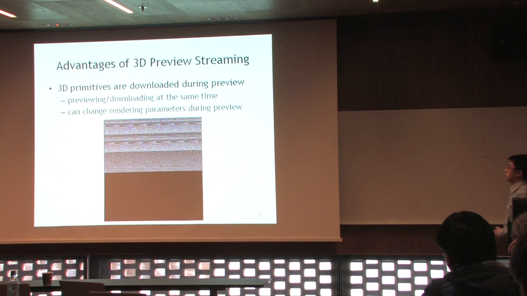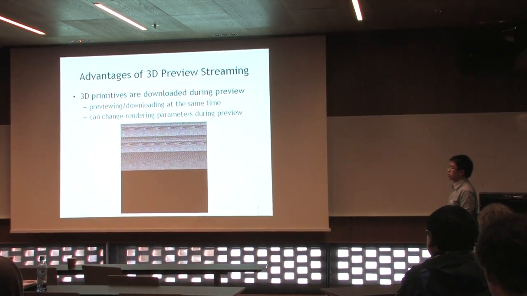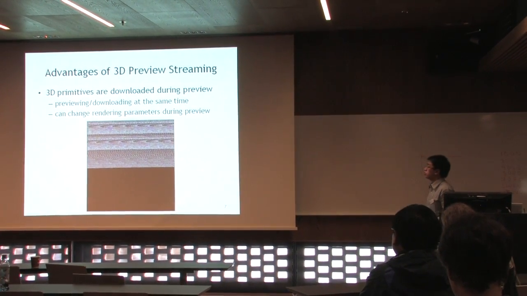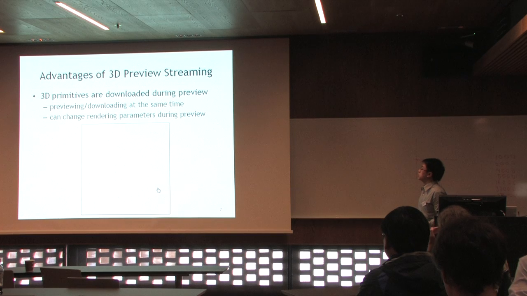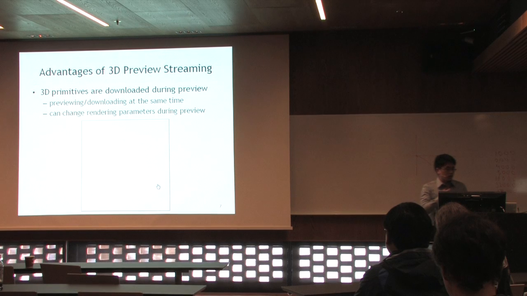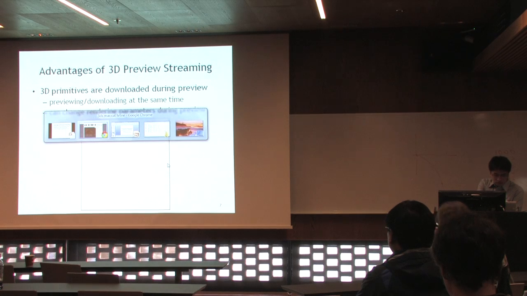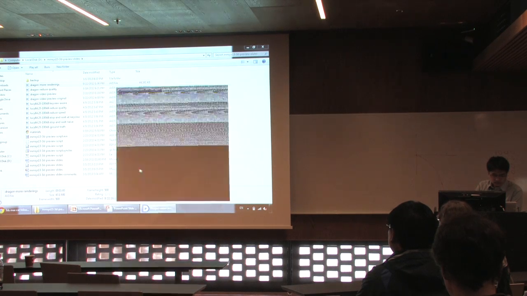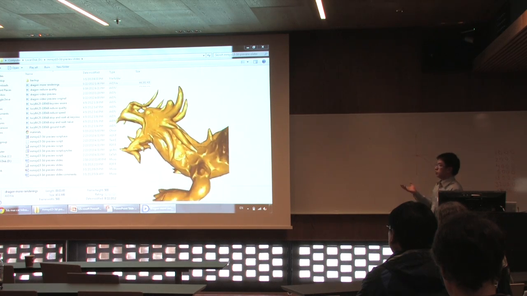3D preview streaming has several advantages. The first one is that 3D primitives, for example vertices and polygons, are downloaded during the preview. It means the previewing and the downloading happen at the same time. If the users want to download a 3D model after watching the preview, parts of the mesh have already been downloaded and can be reused. Additionally, because the 3D rendering is done at the client side, the users can change the rendering parameters during the preview. In this video, we can see the user changing the colors and materials during the preview.